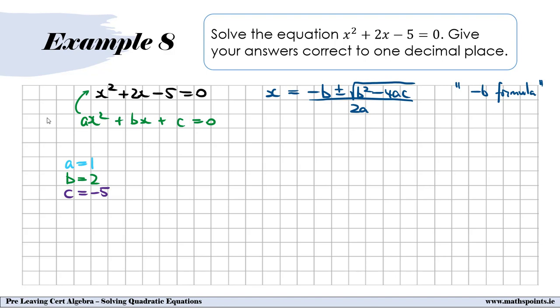Whatever the sign is in front of the coefficient or the constant at the end, we have to include those signs when we substitute them into the minus b formula. So let's see how it works. We're still going to arrive at two solutions. How do we arrive at two solutions when there's only one formula?